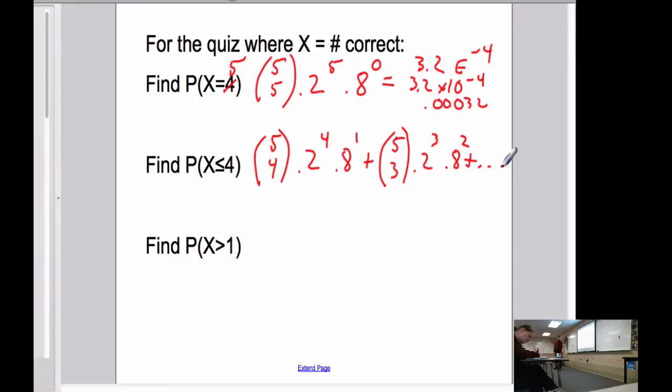If you had to type this into your calculator, think how much room for error there is. You have to type 5, choose 4, 0.2 to the 4th, 0.8 to the 1, plus 5, choose 3, times 0.2 to the 3rd, times 0.8 to... You're going to forget something in there. So what happens is I'm going to teach you a shortcut. And we'll come back to this to figure it out. Do you understand the concept of this? Yeah. 4 on down?